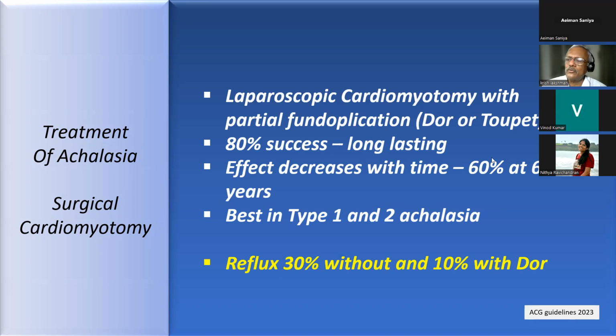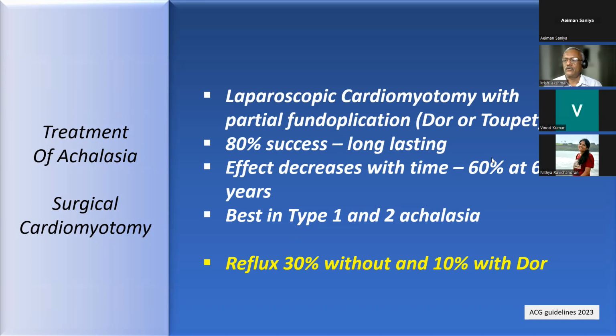Okay, and this is the important thing that I'm talking about. As I told you, even with cardiomyotomy, reflux is a significant issue. So to avoid reflux, you can do either a Dor, which is an anterior partial fundoplication, or a Toupet, which is a posterior fundoplication. We normally cut the muscle, the LES, about 4 to 6 centimeters proximal to the OG junction and 2 centimeters onto the stomach beyond the OG junction.